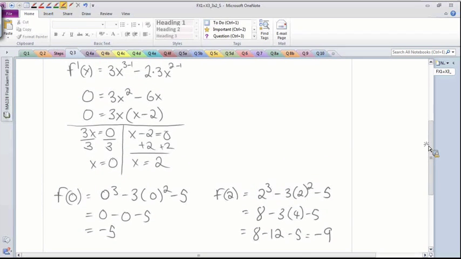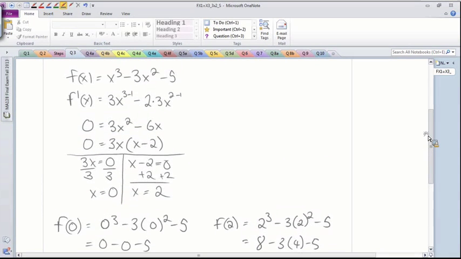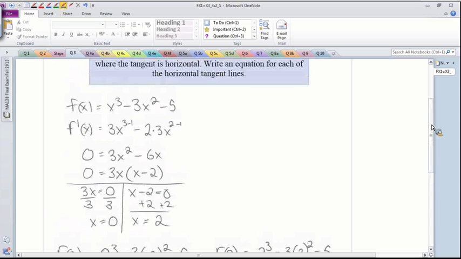So that was a lot of steps. Let's just go over what we did. So we had the original function f of x equals x to the third minus 3x squared minus 5. And I found the first derivative and set that equal to 0. I set that first derivative equal to 0 because we're trying to find the horizontal tangent lines, and the slopes of horizontal tangent lines will have to be 0.